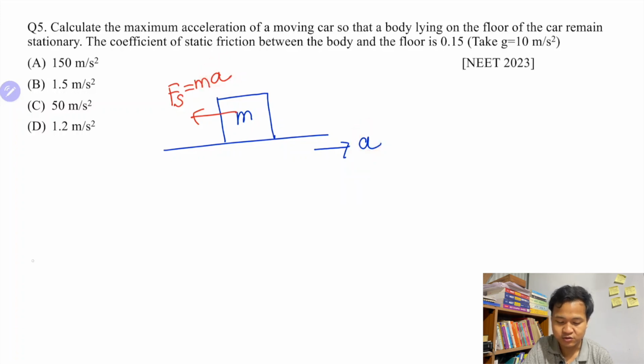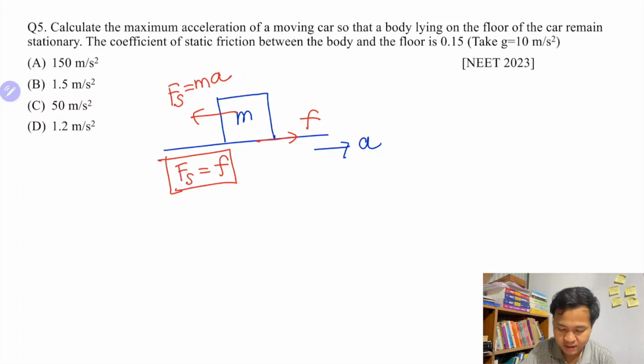If this body tries to go to the left side, the friction has to be on the right side, in order to keep the block at rest, because the pseudo force is towards the left, right? The friction force has to be along this side, and for the body to be at rest, these two have to be equal. So the pseudo force has to be equal to the friction force.